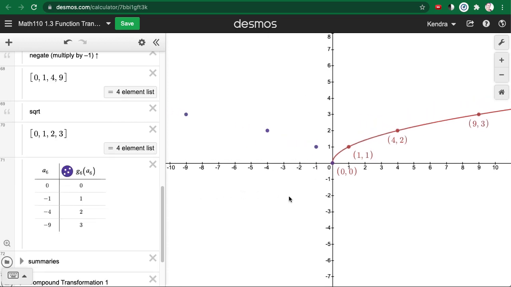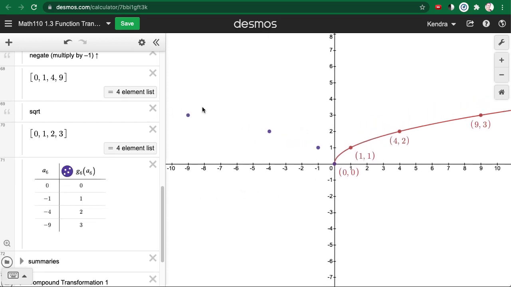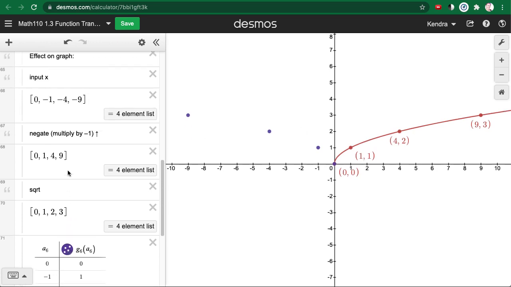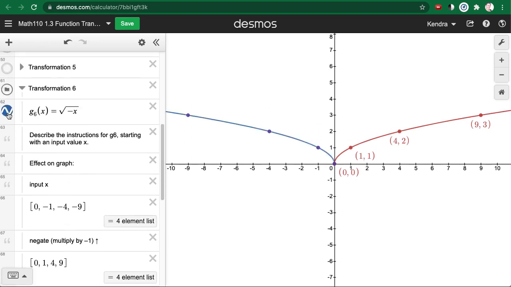So here are those key points transformed through the function. And there we have the filled in function. What can we say are the effects on the graph? We could say it is reflecting across the x-axis or the y-axis.